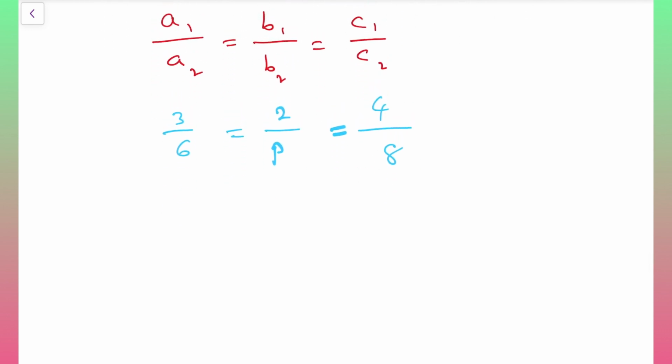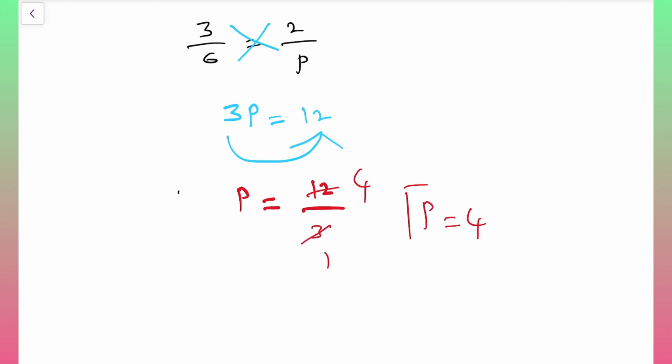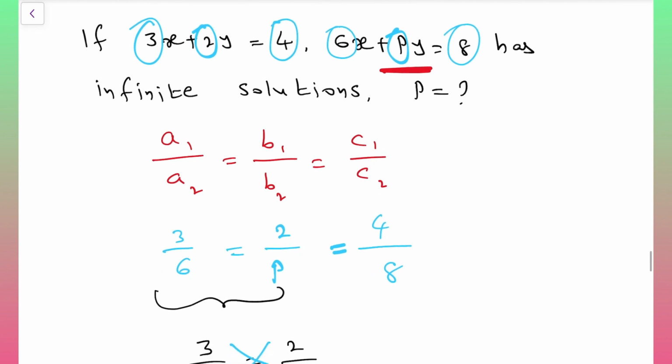Now take any two. I am taking these two and making them equal to each other: 3 by 6 is equal to 2 divided by p. Let us do cross multiplication. 3 into p, 3p, is equal to 6 into 2, 12. We need to find the p value, so take 3 to the right side. So p is equal to 12 divided by 3, which is 4. So in the given equation, if we substitute 4 in the place of p, then these two equations will have infinite solutions, coincident lines.